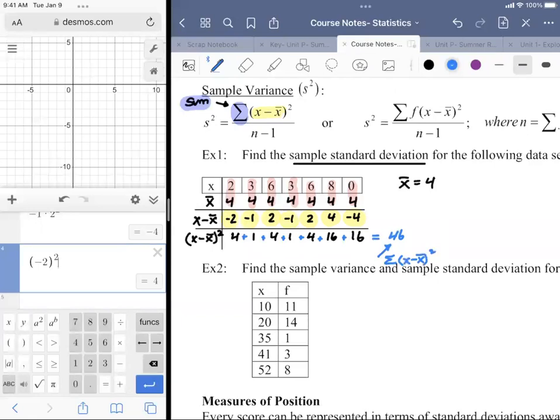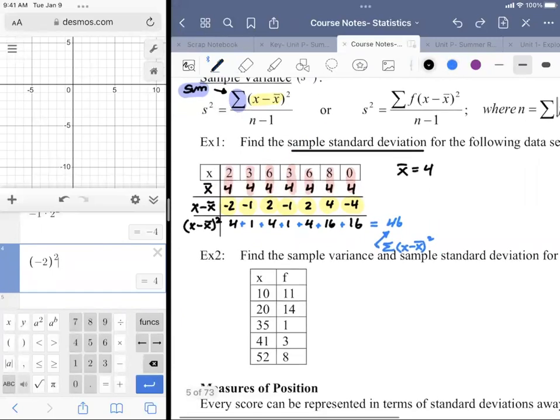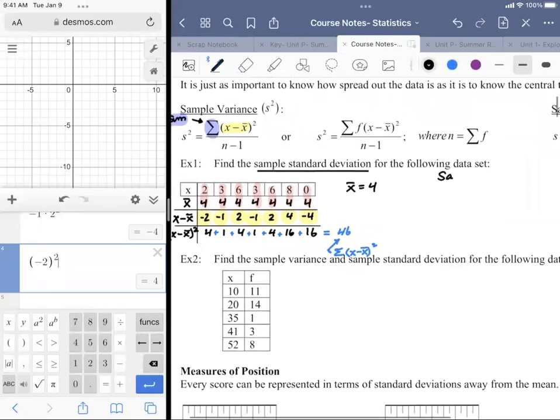All right. So that's what we're looking at. So basically we have the top of the fraction, right? This fraction here, I have the top now. So I'm going to get the sample variance. And that's going to be S squared is equal to this expression, the 46 divided by n minus 1. N is the number of values in the set.